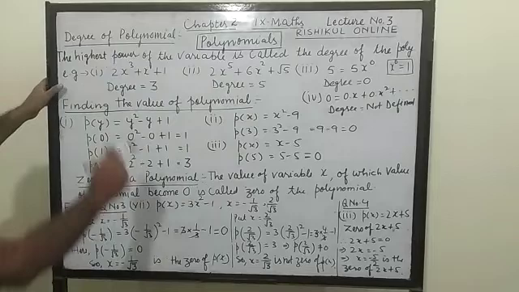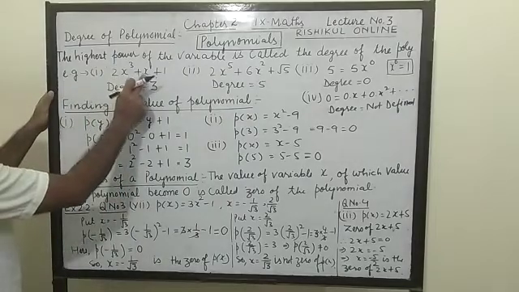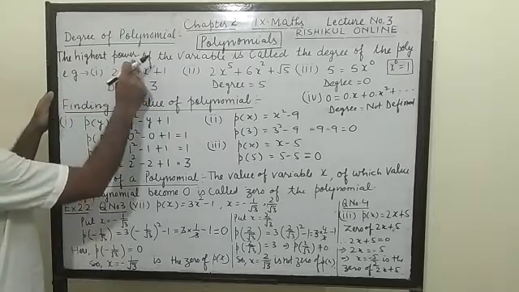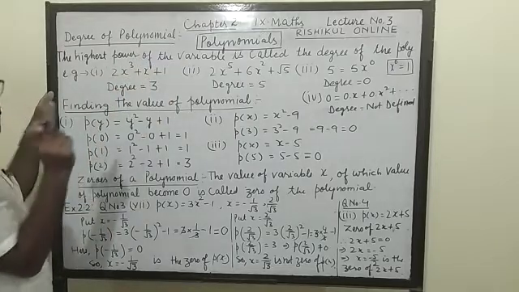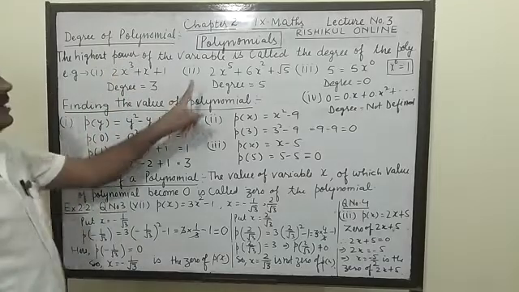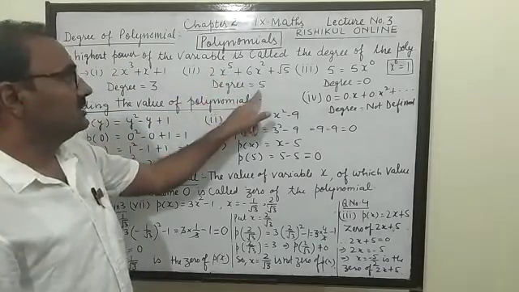Look very attentively at the first example, 2x cube plus x plus 1. Here the variable is x, and the powers are 3, 1, 0, because the degree of a constant is 0. So the highest power is 3, so the degree is equal to 3. Here, the highest power is 5, so the degree is equal to 5.